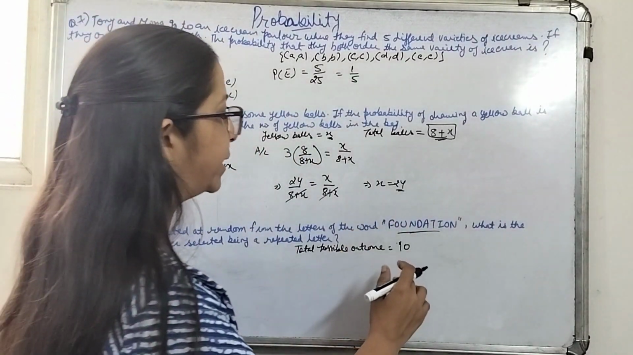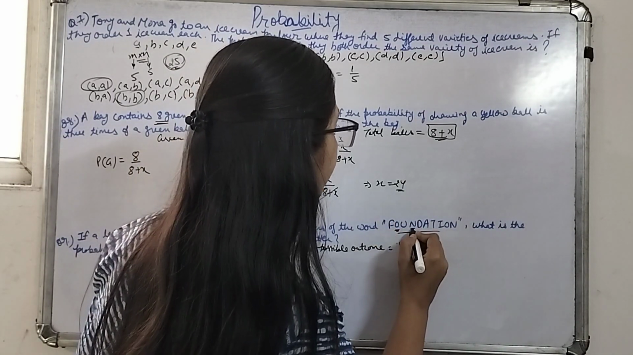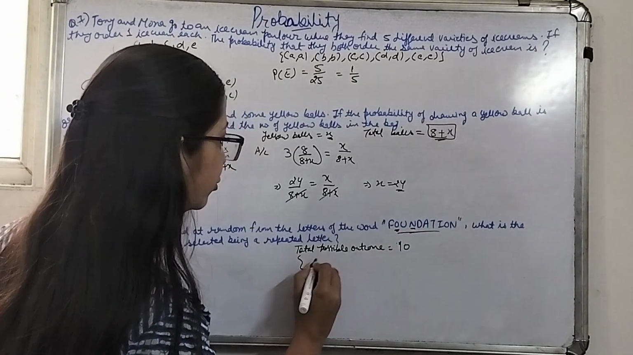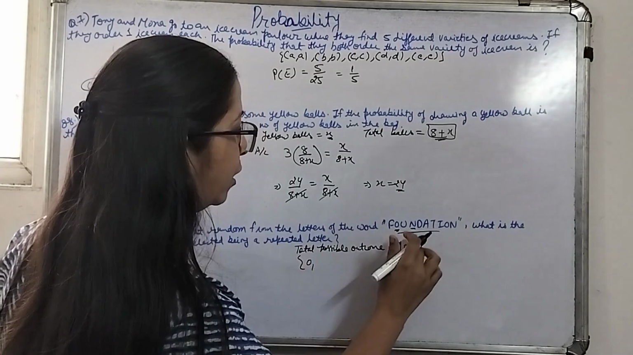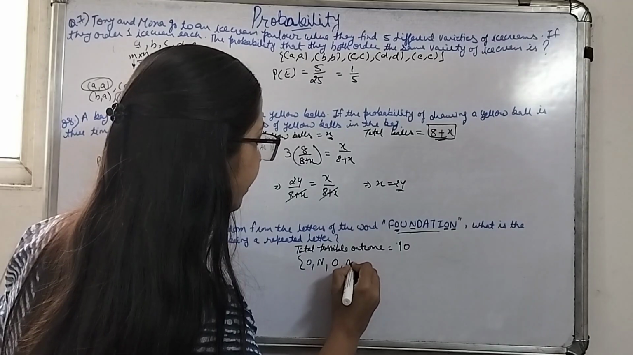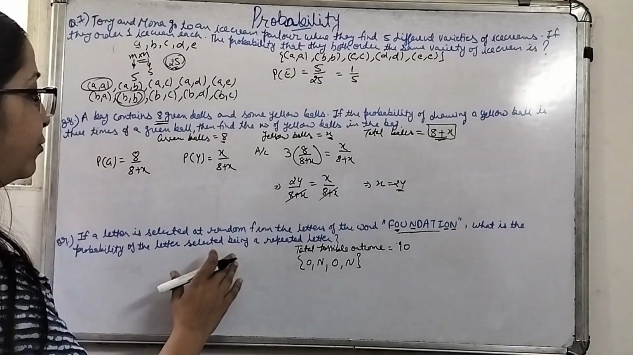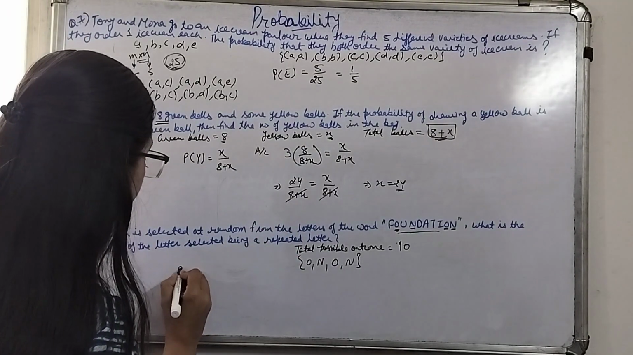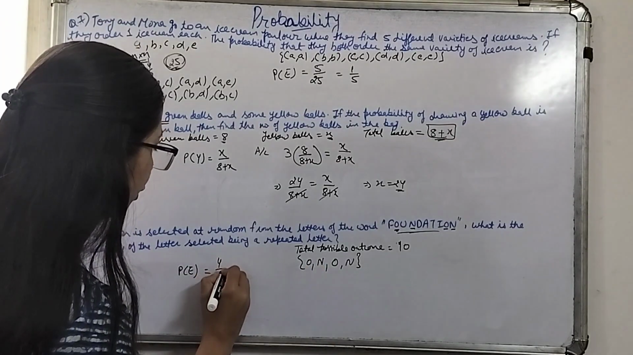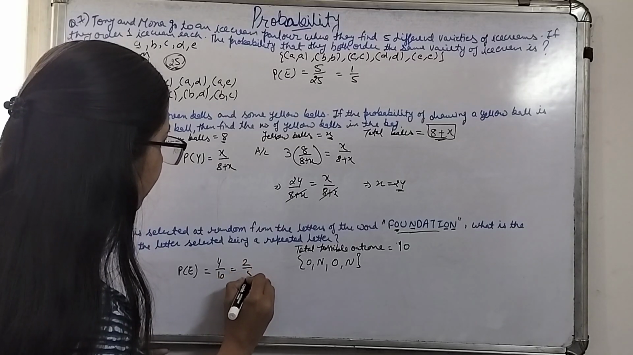Now, which letter is repeating again? We can see O is repeating and N is repeating. O and N both are repeating. So what will the favorable outcomes be? Either this O will come, this N will come, or this O will come, or this N will come. All these four are favorable outcomes. So the probability of getting a repeating letter will be total favorable outcomes, that is 4, over total possible outcomes, that is 10, or we can say it will be 2 upon 5.